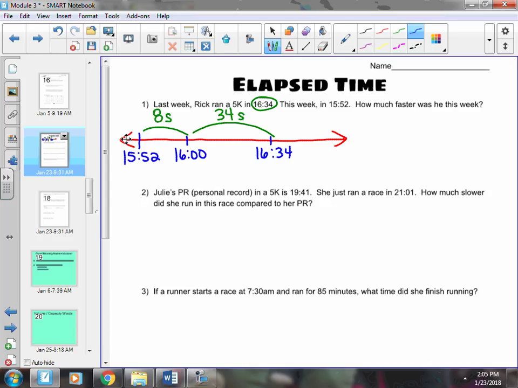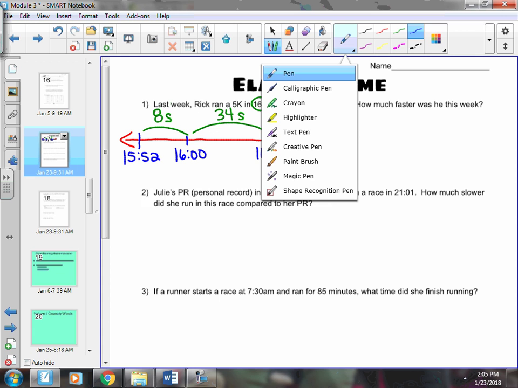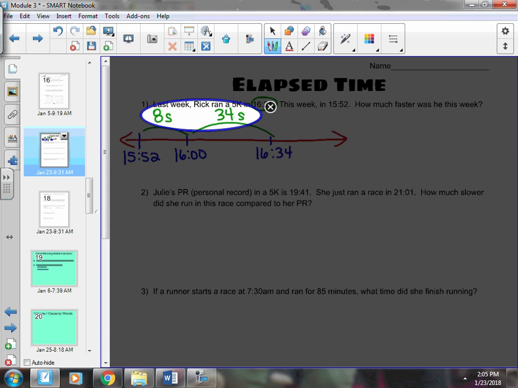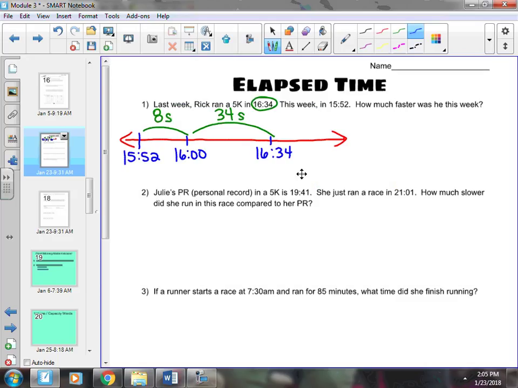How much faster is one than the other is the difference between the two. So I need to put those two numbers together, 8 seconds and 34 seconds, which would be 42 seconds. So my answer is going to be 42 seconds faster.